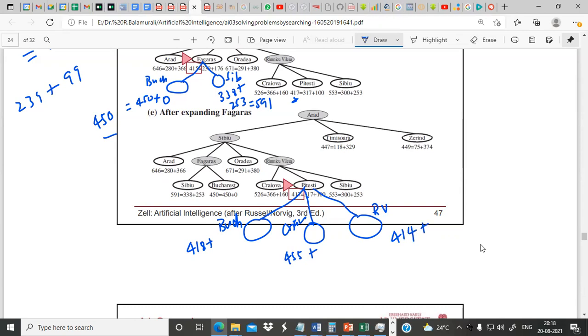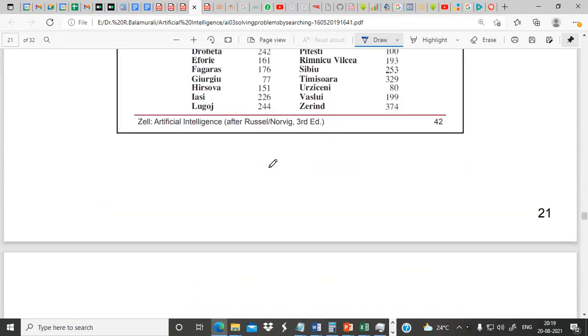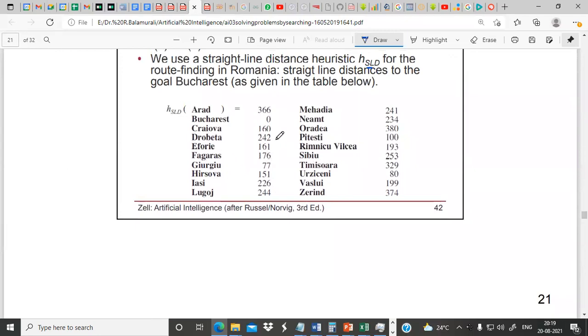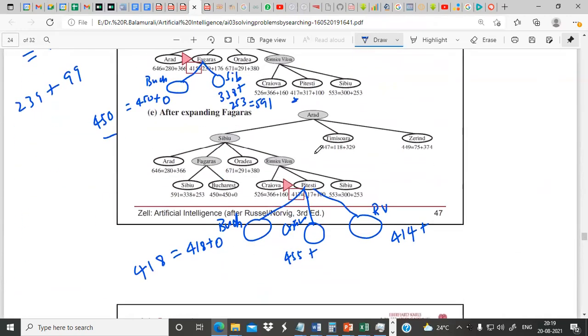Okay, plus the heuristic cost. So what is the heuristic cost of reaching from Bucharest to Bucharest? It is 0. So this is 418. And what is the heuristic cost of reaching from Craiova to Bucharest? So we have to refer to the table again. So Craiova to Bucharest, it is 160. Okay, and Rimnicu Vilcea to Bucharest, it is 193. So what we got here, this is plus 160, and this is plus 193. So this is the evaluation function.